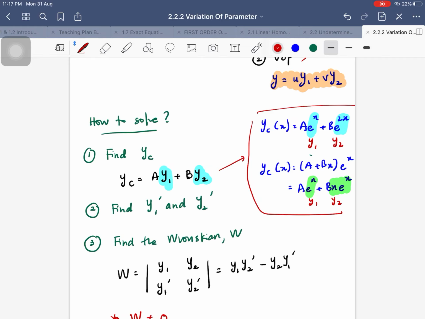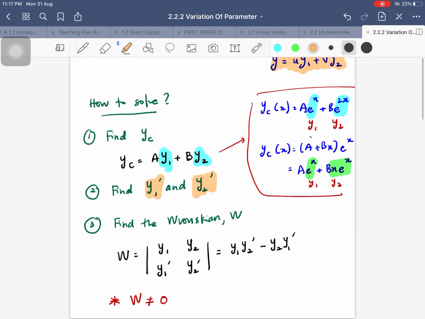So how do you find y1 and also y2? Right, so after you have found your y1 and y2, what you're going to do is find the derivative of them. Okay, so you're going to find what is going to be y1 prime and what is going to be y2 prime. So why do you need y1 prime and y2 prime? Because you need those two elements in order to find the Wronskian.